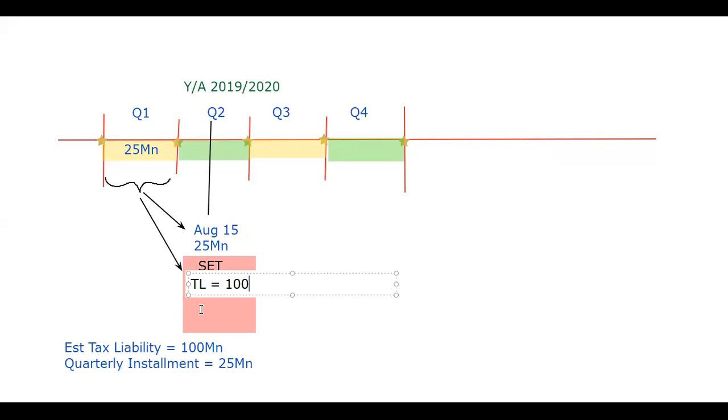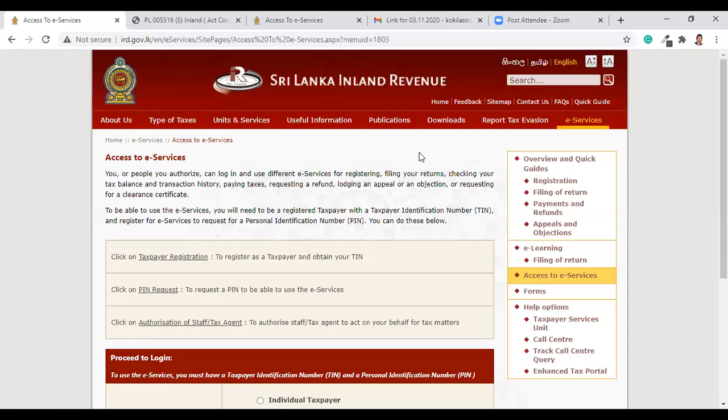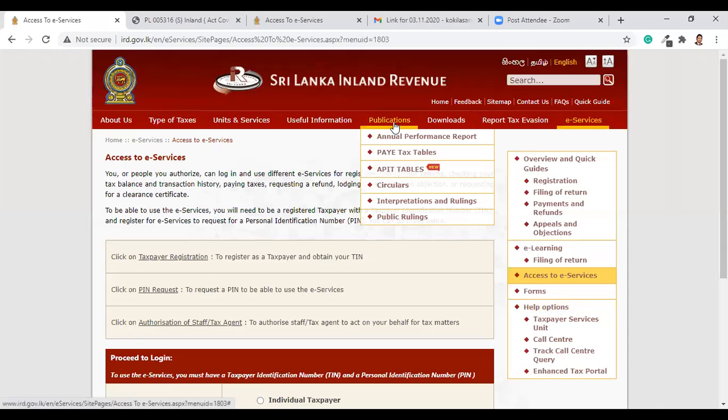This is the estimate liability. You will pay quarterly 25 million. You just need to declare 100 million as it is. If you have ESC and tax credit, and so on, you can declare those things as well. Let me share the IRD website as well with you in order to emphasize this, what kind of return that is, right? Let me share the IRD website here, right?